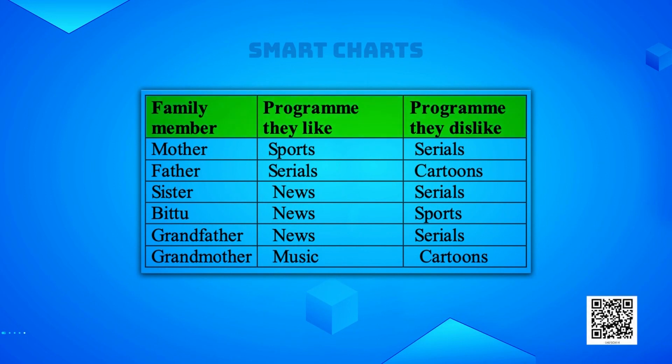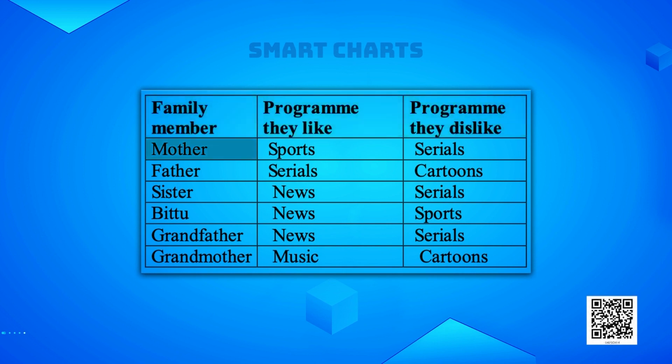Students, our Bittu likes news channels, but most of his family members like other programs like reality shows, cartoons, serials, etc. So he collected all the information and wrote it in this way. In the first column, he wrote the family member. In the next column, he wrote the program they like. In the third column, he wrote the program they dislike.